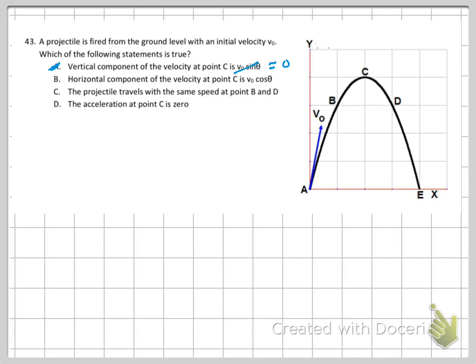The horizontal component of the velocity at point C is v naught cosine theta. Well, if we go back to the ground and we draw the horizontal component here, we can see that this would be the adjacent side. So that's cosine theta. And we know that the horizontal component never changes through the path. So B looks like a good choice.